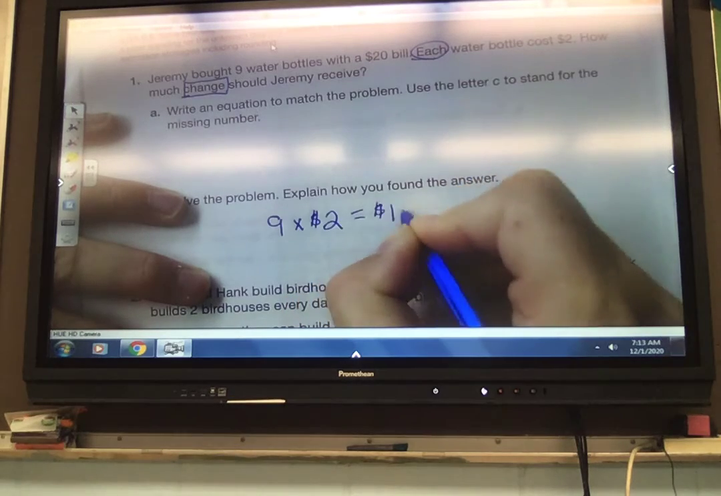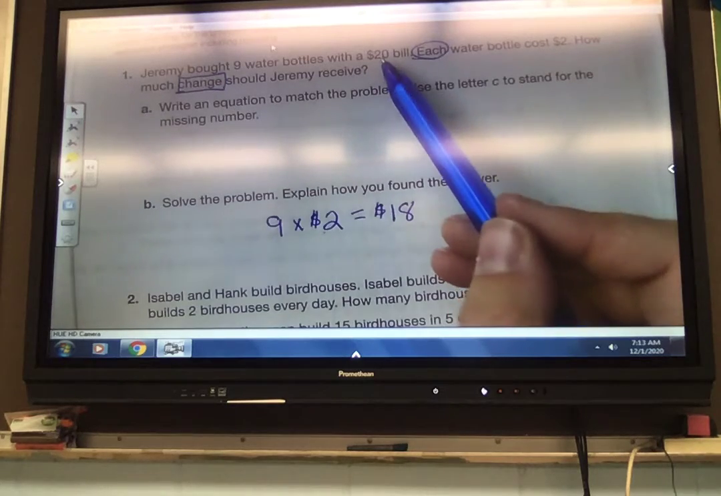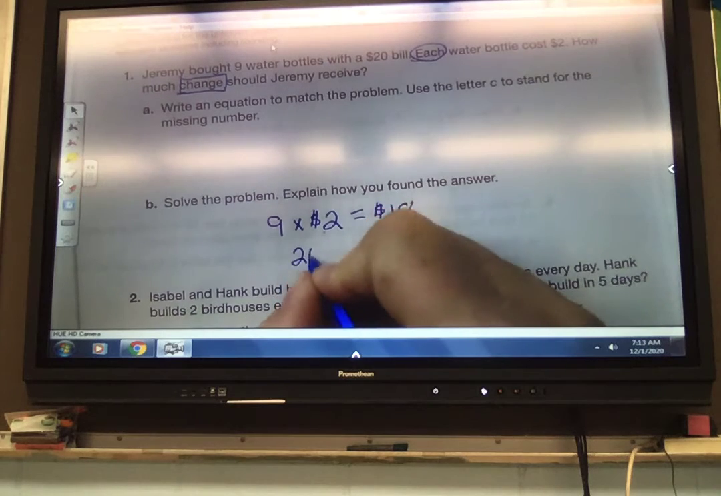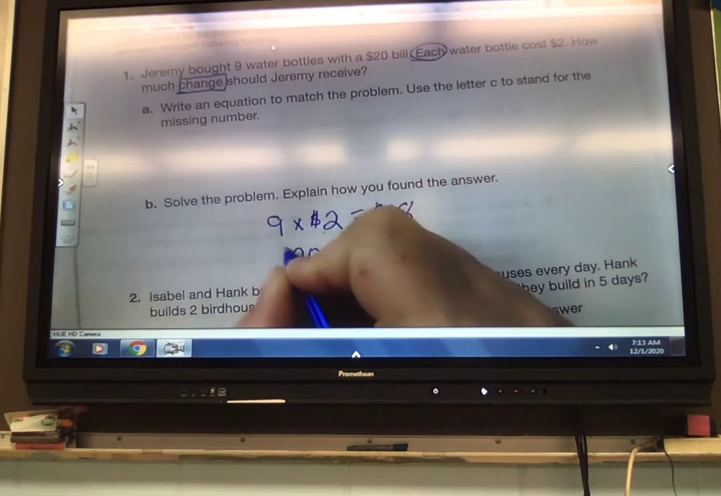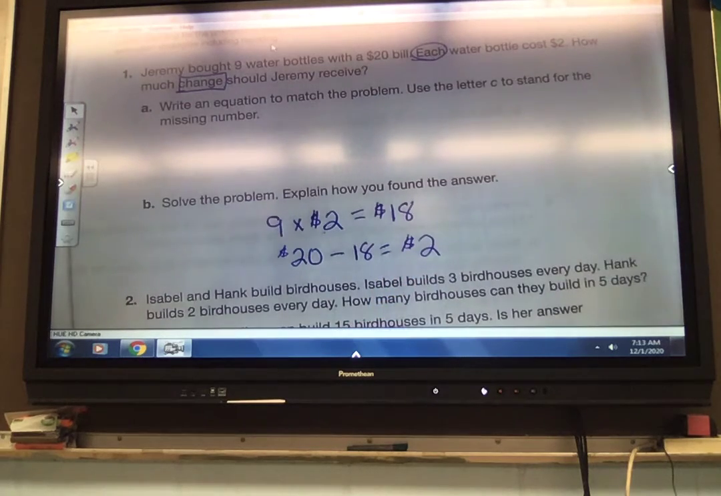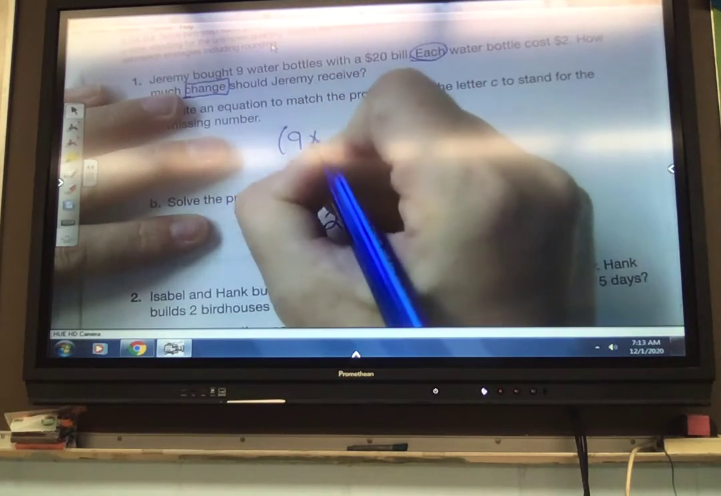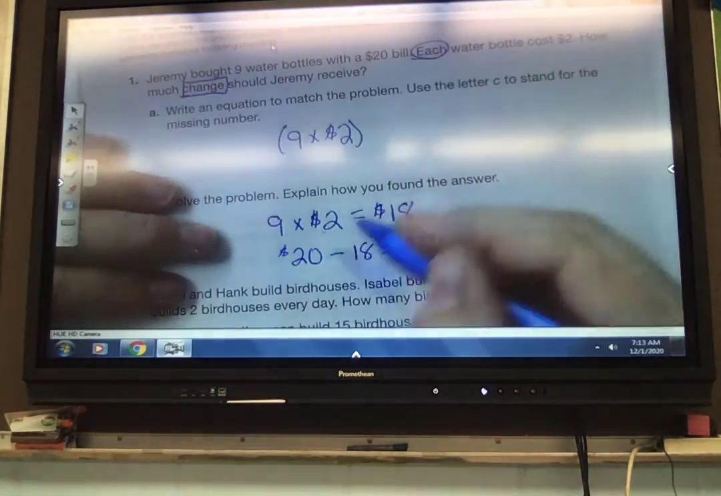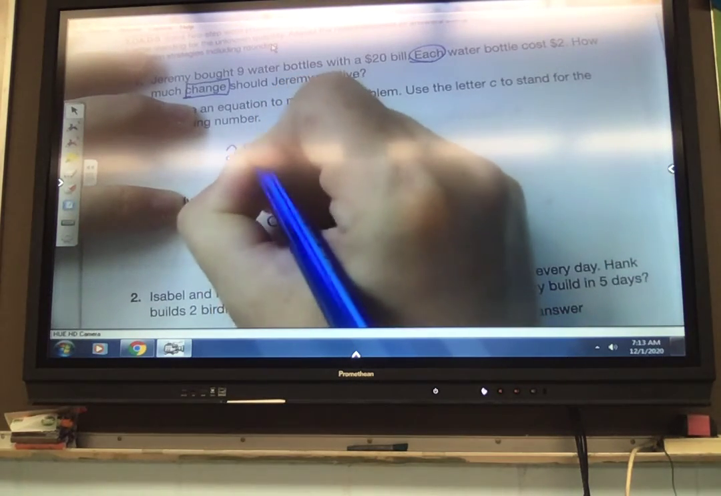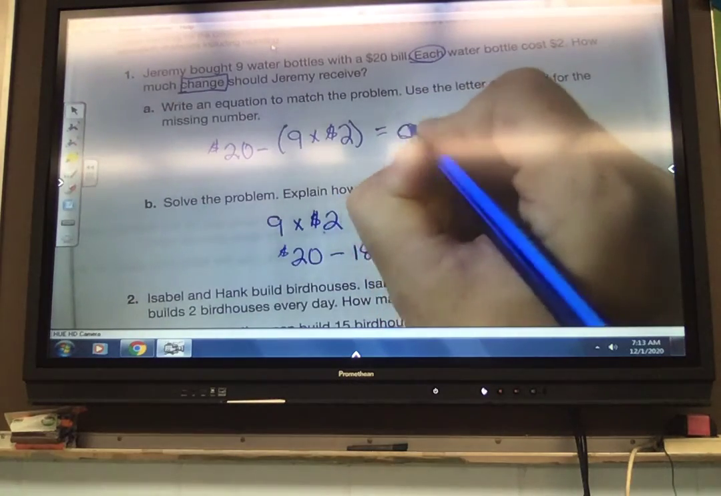So the cost of our bottles is going to be $18. 9 times 2 is 18. He's going to hand that cashier a $20 bill. To get change, you always subtract. So then we're going to say our $20, take away that $18. He should get back $2 in change. So our equation, we did multiplication first. We did 9 times the $2. We subtracted from 20, but remember 20 is our total, so that 20 has to go in front of our problem because it's the biggest number, and that's how we got our change.